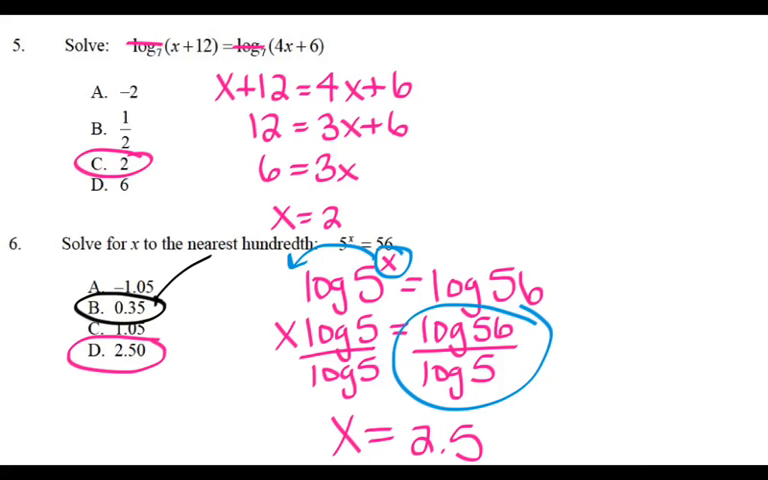Take 0.35, plug it in for x, so 5 to the 0.35 gives us 1.76, again not 56. Take 1.05, plug it in, gives you 5.42, again not 56, but if I take 2.5 and plug it in, that gives us 55.9, which pretty much is 56. So you can use your answer choices since it is multiple choice.